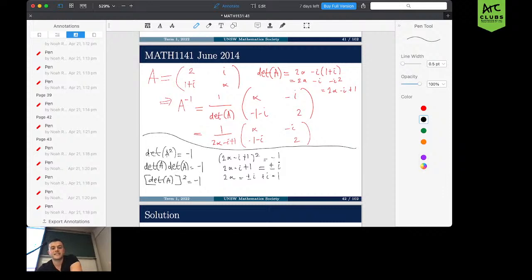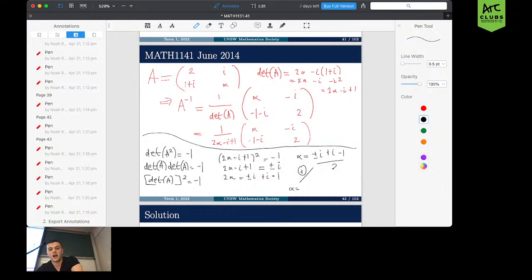And then what we can say is, well, alpha is equal to, we have two possibilities, right? So either plus or minus, so it's plus or minus I plus I minus 1 over 2. And let's just consider the positive case. So alpha is going to be equal to positive I plus I minus 1 over 2.